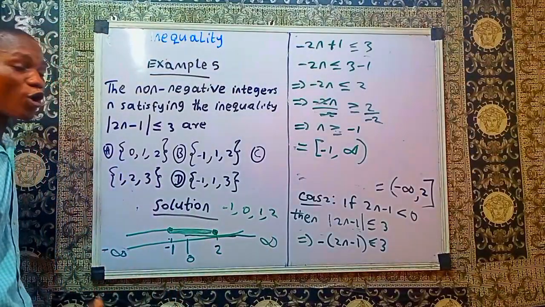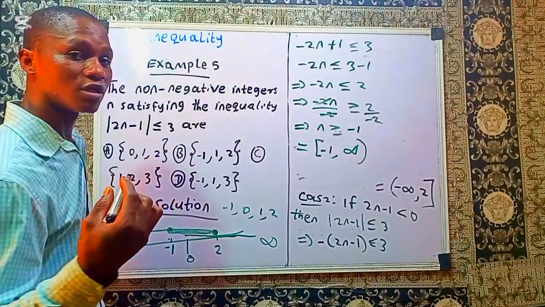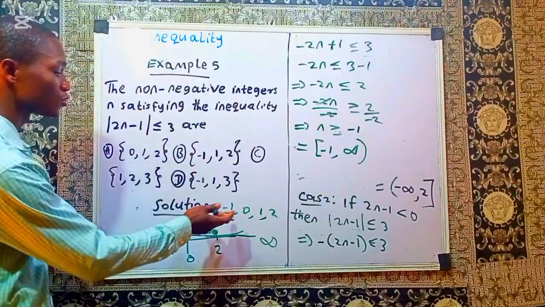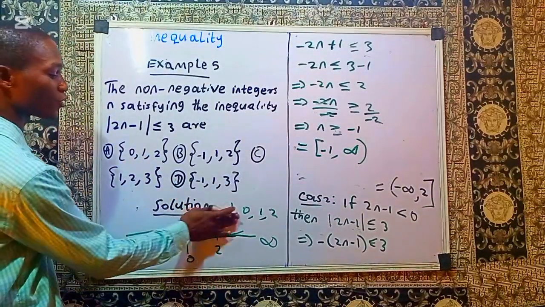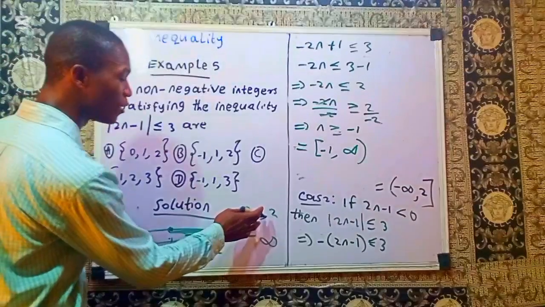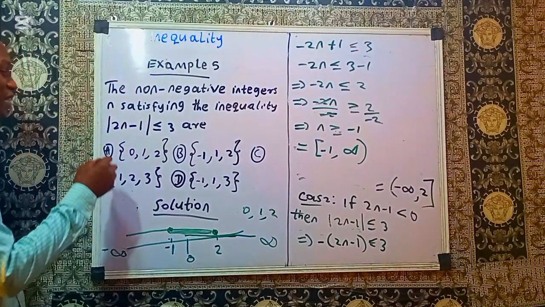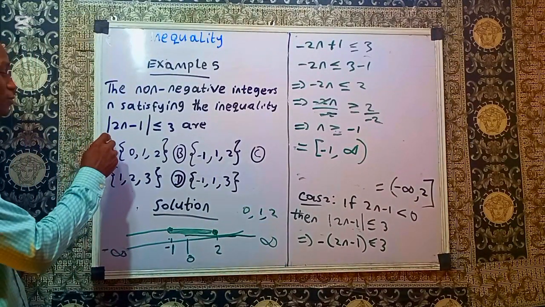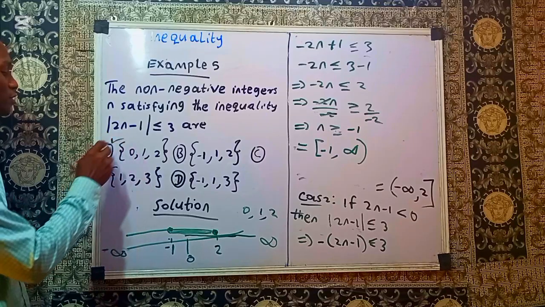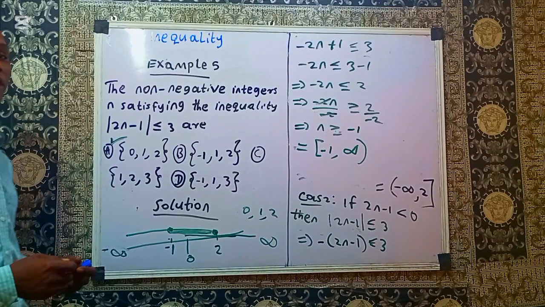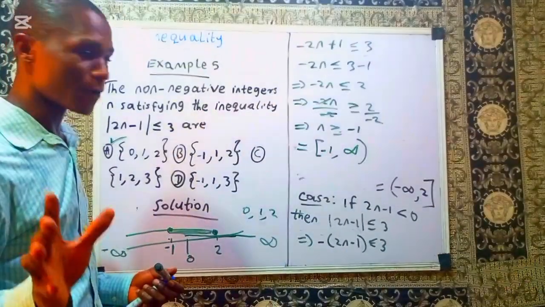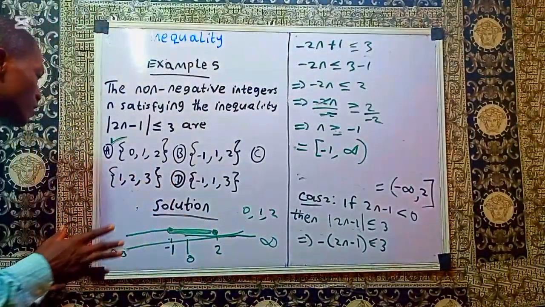We are now looking for the ones that are non-negative. So the only one that is negative here is what? Minus 1. So if you remove minus 1, we are having 0, 1, 2. This will make option A the correct option. We have 0, 1, 2. Okay, we solved this formally, right? But this is an objective question.